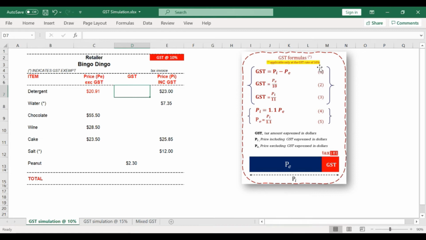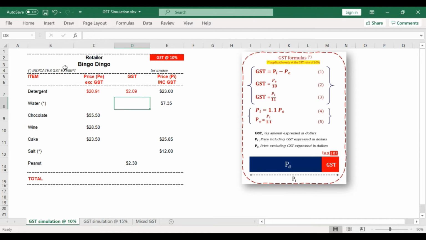Now the GST amount can be calculated using any of those formulas. The easiest way is using equation number 1. What we have to do is subtract the prices from each other to get the GST amount. So let's go ahead and reflect equation 1 in cell D7. And we do that by simply typing equal the price including GST, which is E7 minus C7. And the answer is $2.09.